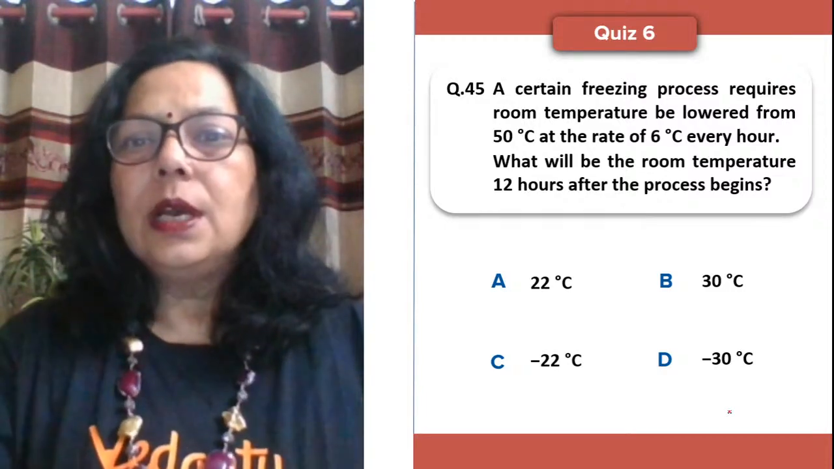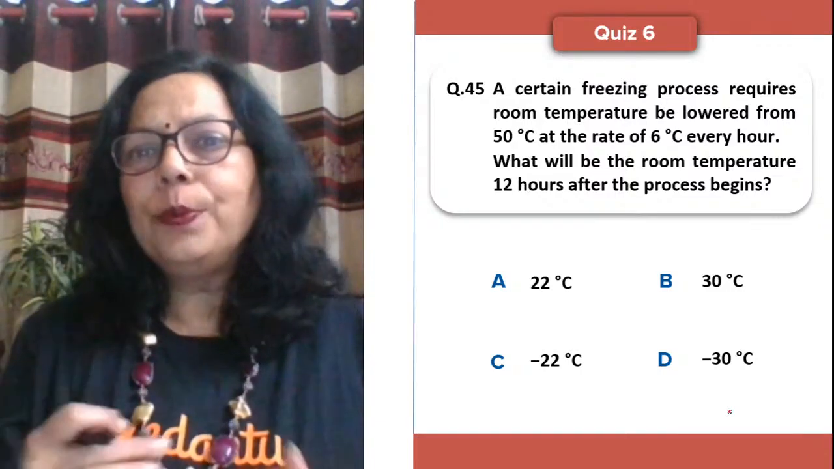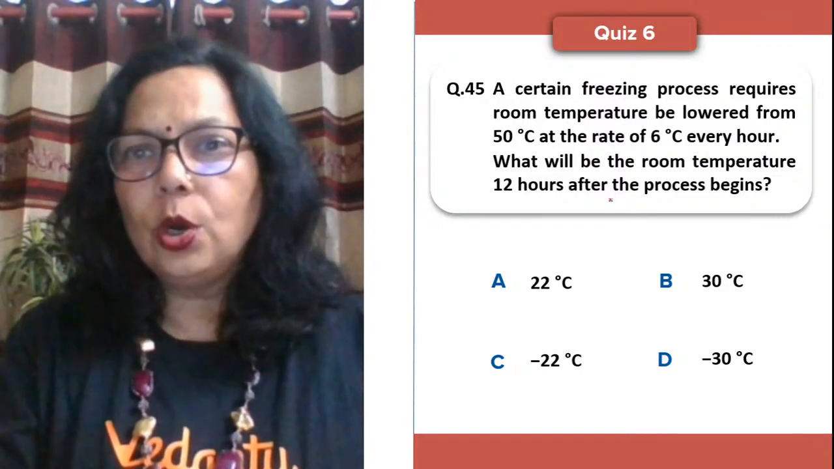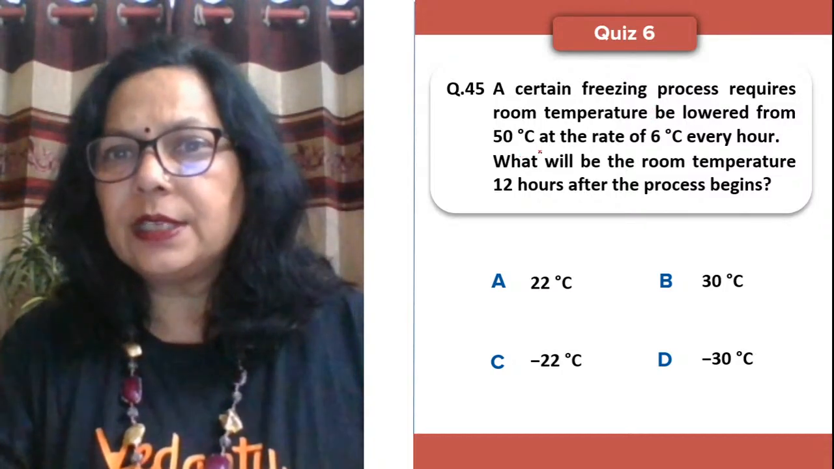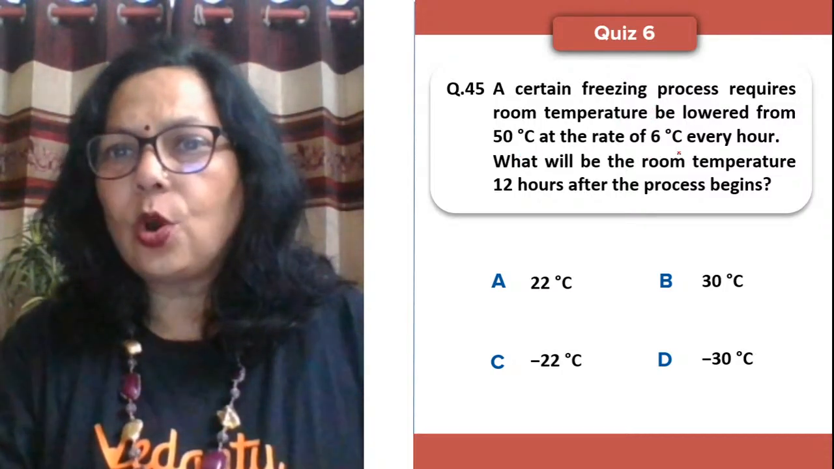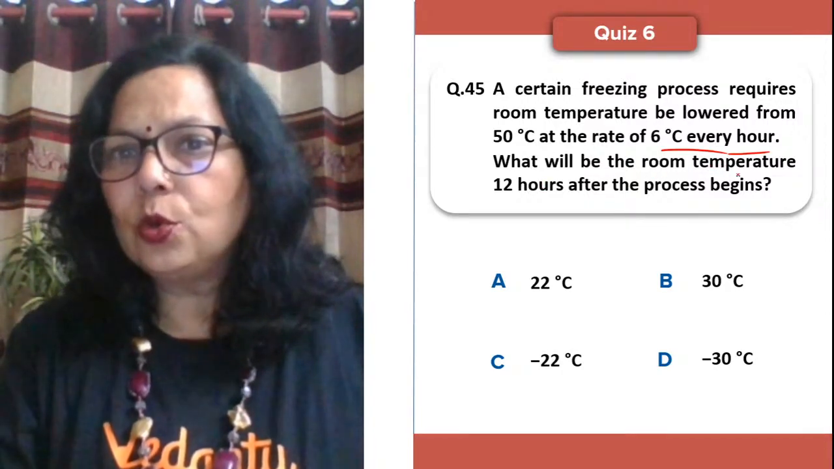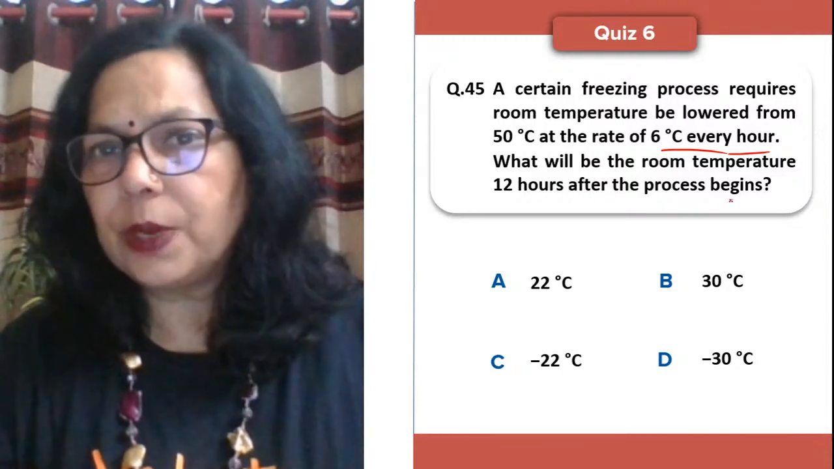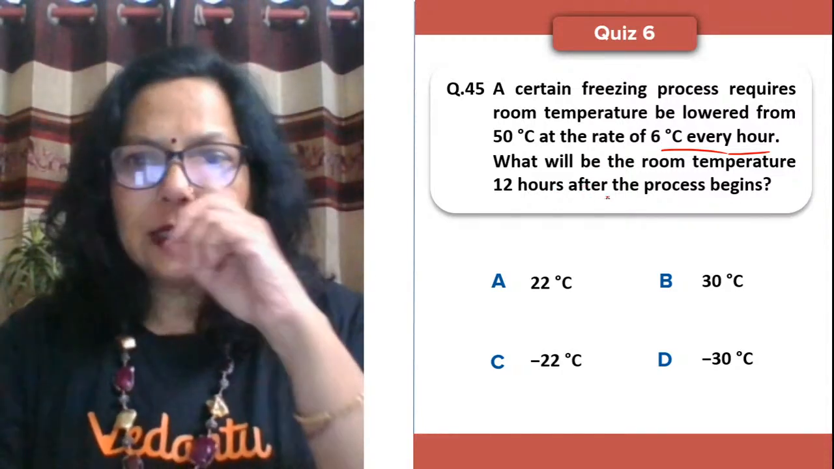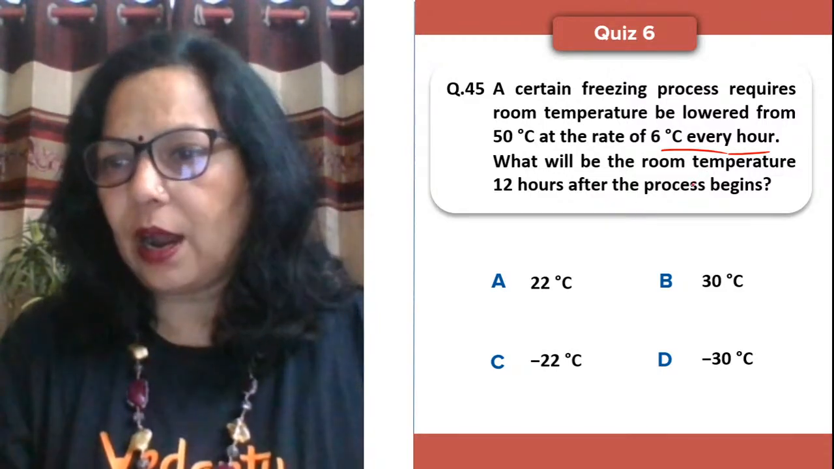Now next comes, a certain freezing process requires room temperature to be lowered from 50 degrees Celsius at the rate of 6 degrees Celsius every hour. What will be the room temperature 12 hours after the process begins? So in 12 hours, how much will the temperature fall if it is falling 6 degrees every hour?